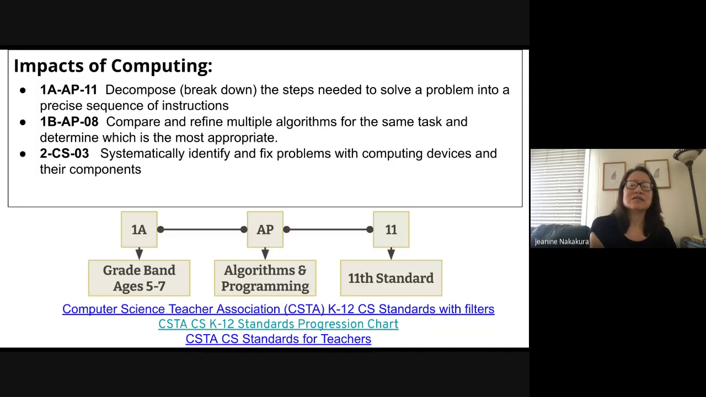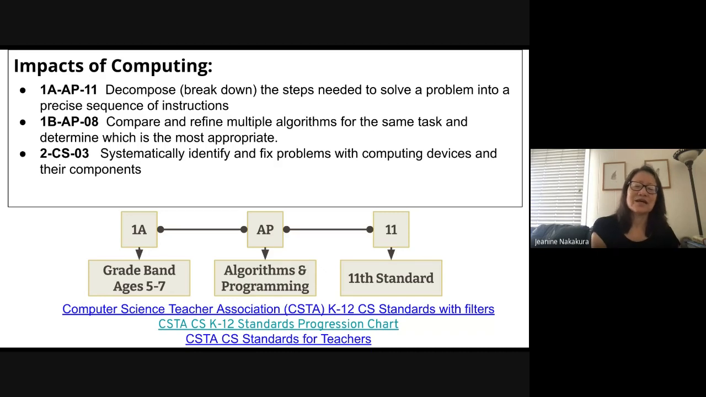Okay, so we broke down the steps needed to solve a problem, like the number 5. How could you break down the number 5? Compare and refine multiple algorithms for the same task. So Steve, like how we were trying to solve that puzzle from Lisp to Java, you kind of told us, hey, the second word should be this. So we were thinking of different ways we could solve the problem, and Steve gave us his way of solving it. Okay. And then systematically identify and fix problems. So when Faith had that glitch with her camera, you all helped us fix the problem, right?